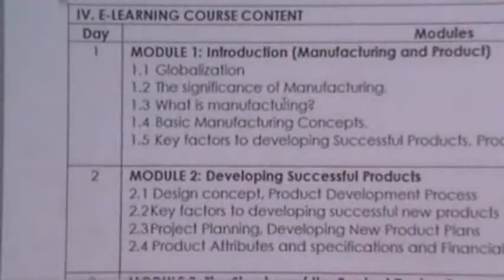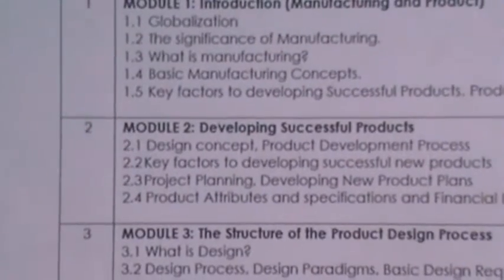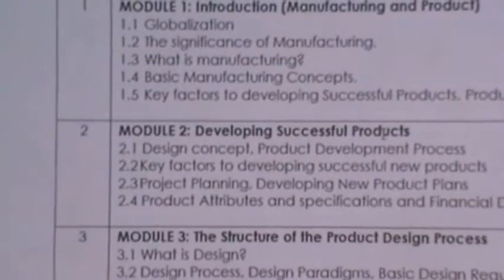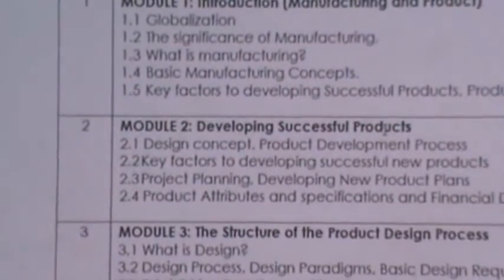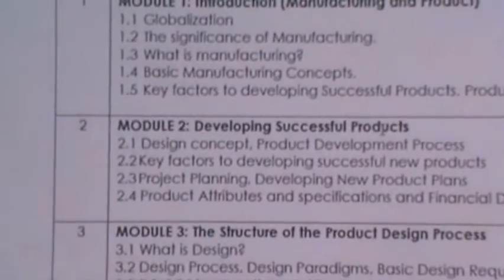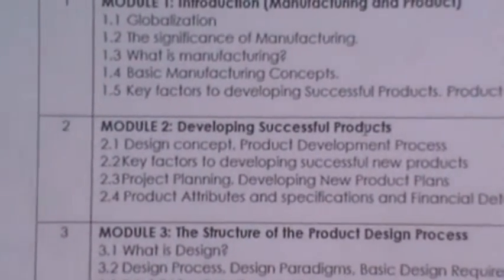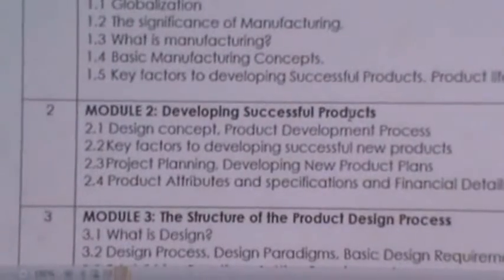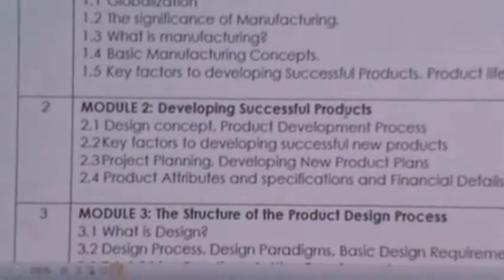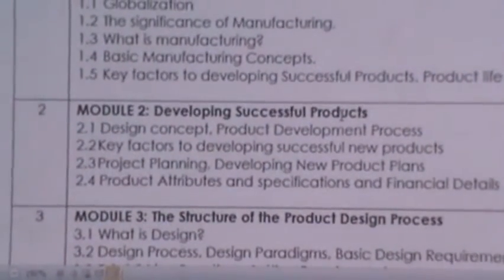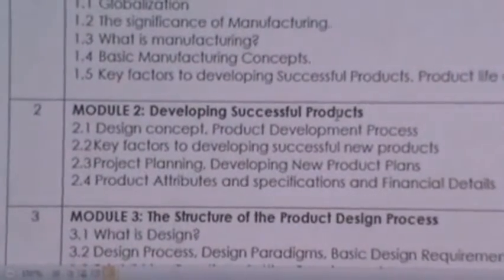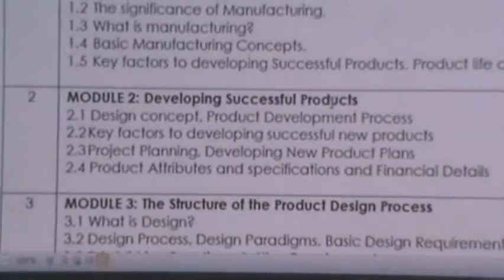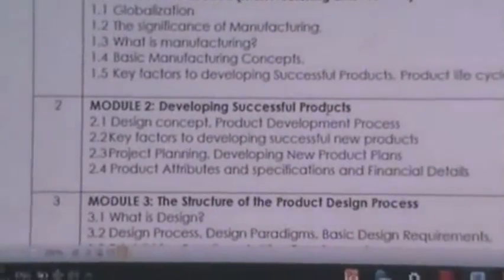Module number 2, developing successful products. We will take the main approach on the development process, and we learn about the main phases for the design process, and we will divide these phases into different modules as a lab. Design concept, product development process, key factors to developing successful new products, project planning, developing new product plans, product attributes and specifications, and finishing details.